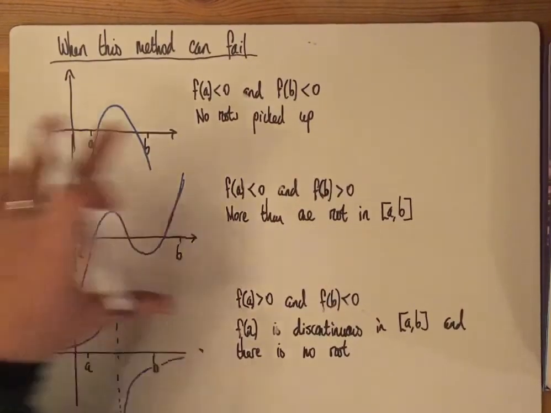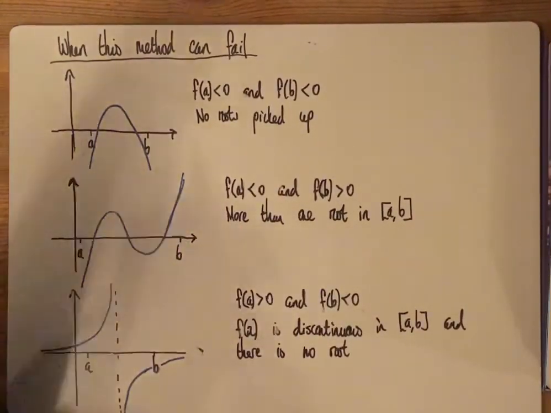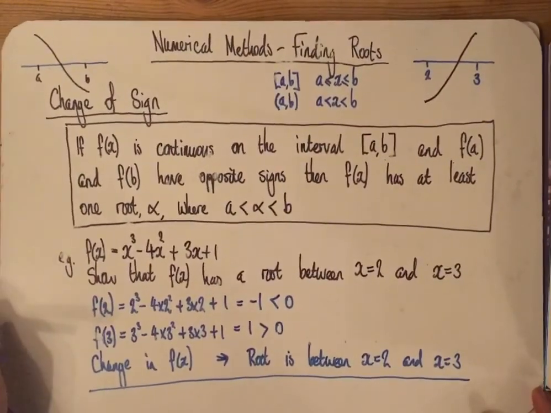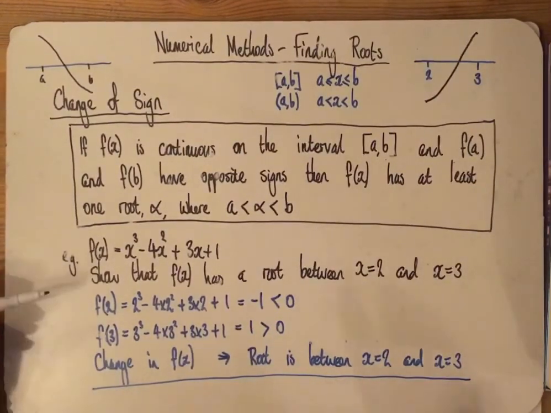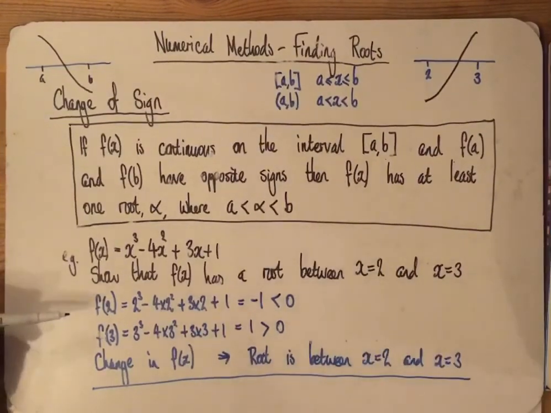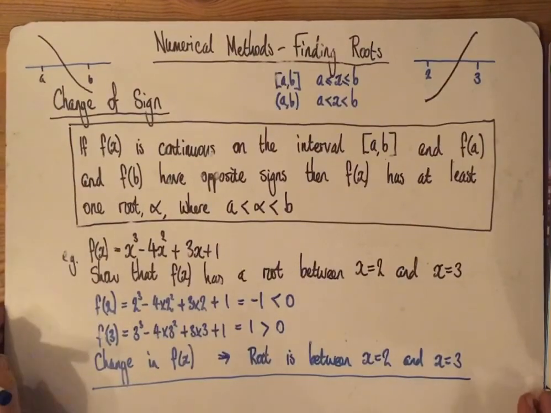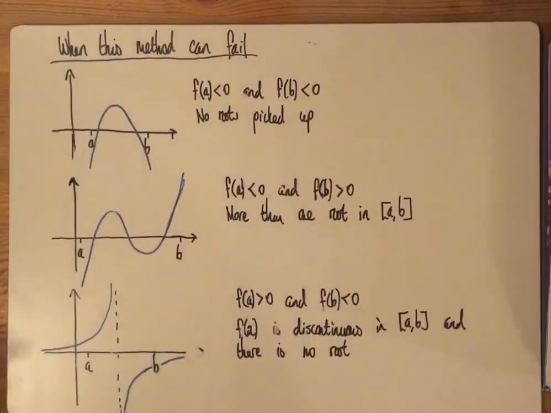So they're just little things to look out for, but the main way you'll be using this method, and you'll be using it in all the questions throughout this topic, is that anytime you're asked to show there's a root in an interval, you do change of sign, and you need to lay it out like that. And I'll leave you with that board in case you want to use it.